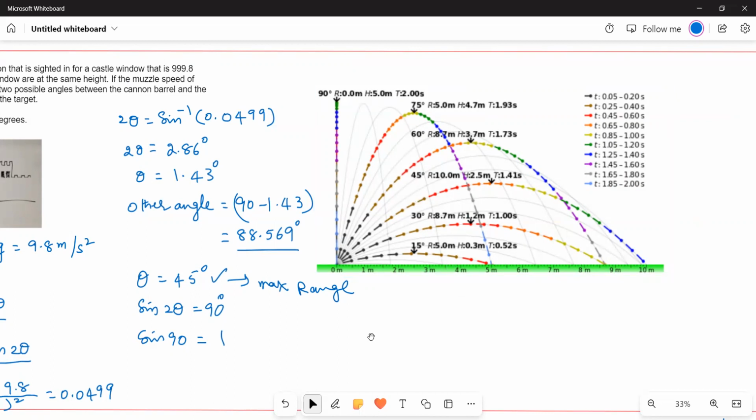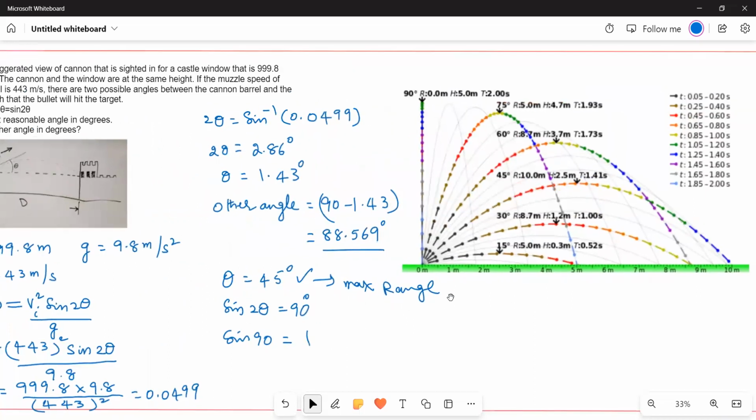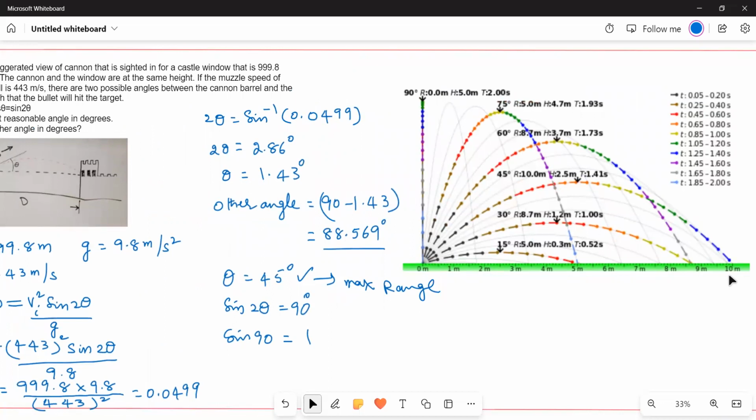Okay, so you should remember one point. You will get maximum range only if theta is equal to 45 degrees. Other than 45 degrees, you will not get the maximum range. We are talking about the maximum range, meaning maximum horizontal displacement. The complementary angle is also 45 degrees, because sine theta is equal to sine of 90 minus theta. But for the other angles, you will get different angles. Here I am showing 15, 30, and then this is 60 and this is 75.